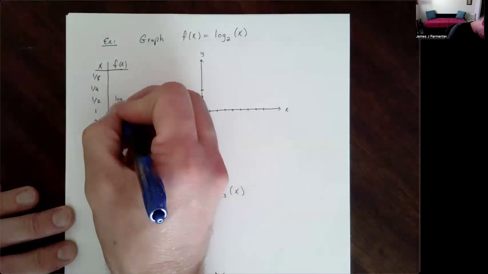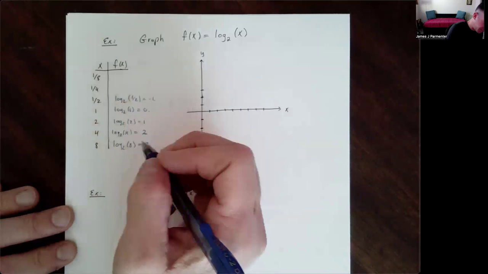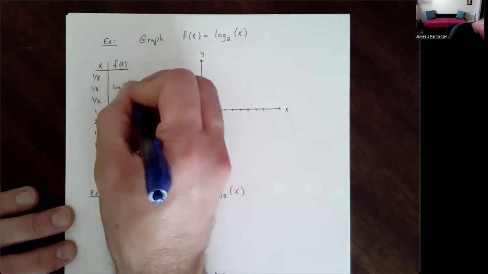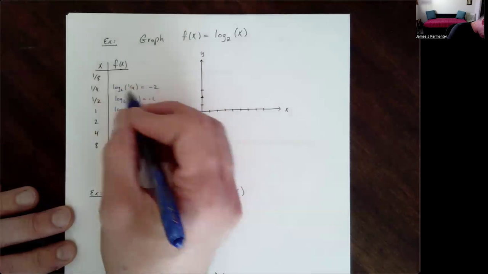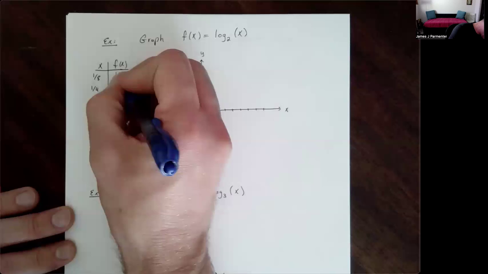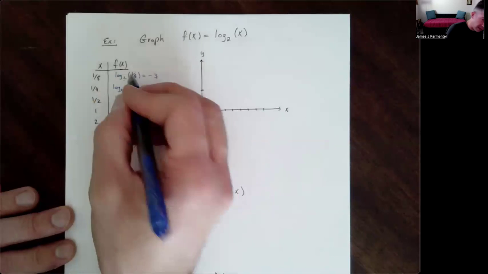Log base 2 of 1/2 is equal to -1 because 2 to the -1 is equal to 1/2. Log base 2 of 1/4 is equal to -2 because 2 to the -2nd power is equal to 1/4. And finally, log base 2 of 1/8 is equal to -3 because 2 to the -3rd is equal to 1/8.